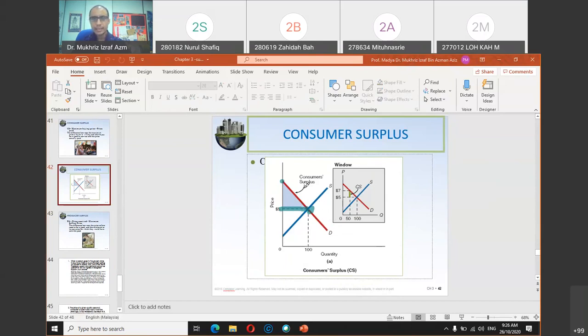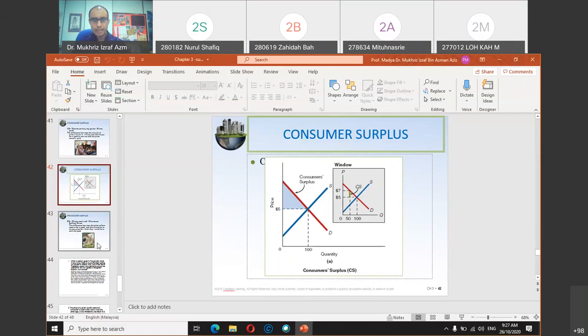And you can calculate the whole area here by using the simple triangle formula: half multiplied by the width multiplied by the length. The distance from this point to this point multiplied by the distance between here, which is 100 minus 0 is 100, and then multiplied by half. Basically, you are using the half multiplied by width multiplied by height formula, or the triangle area formula, the one that you already learned in your secondary school.